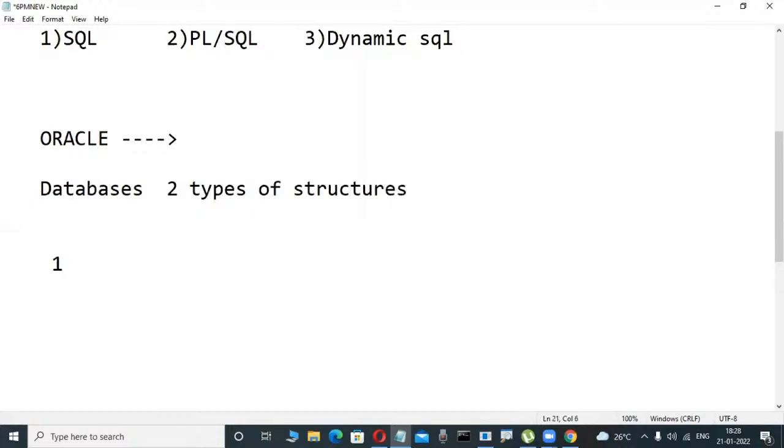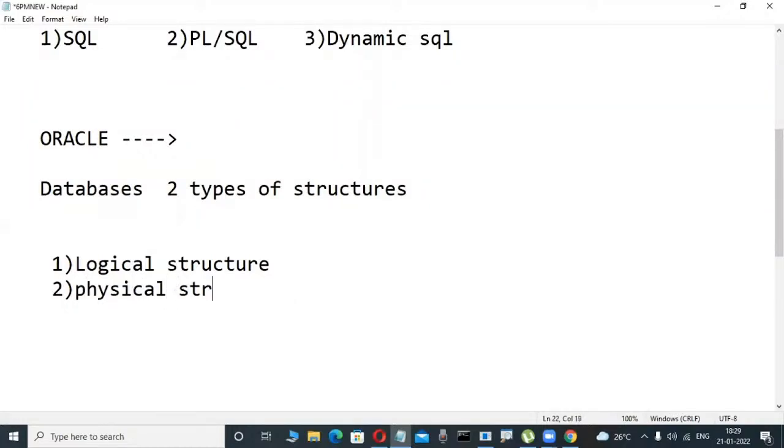Maybe anybody has an idea? Suppose you are taking Oracle, SQL Server, MySQL, DB2, any relational database software you are installing in your system, two types of structures are there. One is the logical structure. Database means it is a place where we can store structure. Here one is the logical structure. Another one is the physical structure.